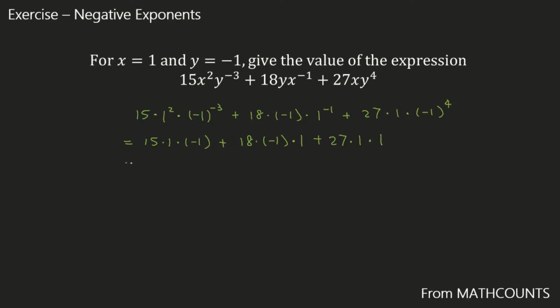Okay, so the first term becomes negative 15. The second one becomes negative 18, which is minus 18. And the third is 27. Okay, so we have negative 33 plus 27. And the final answer is negative 6.